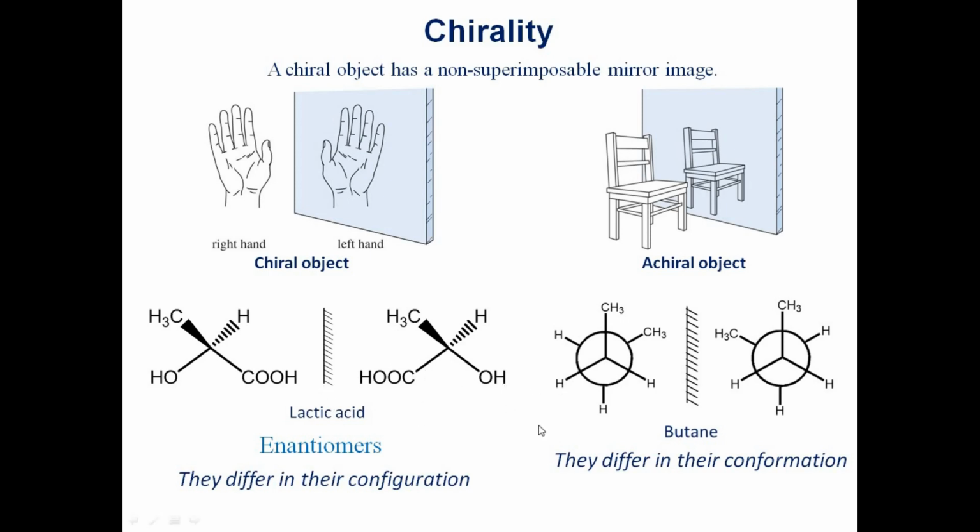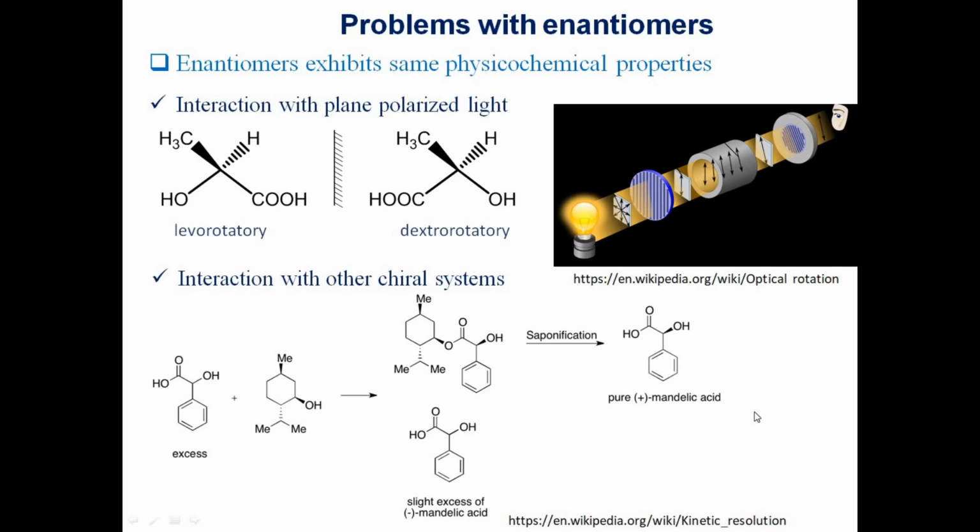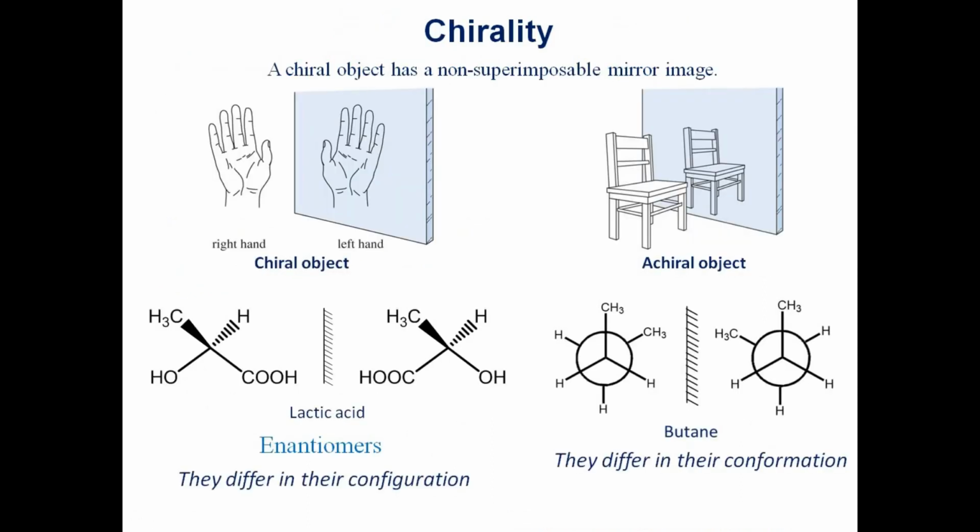Just like the case of lactic acid, you can also visualize the case of butane. Here also you can see that the butane present on the left side is the mirror image of the butane present on the right side. So can we call them enantiomers? No, because there is a C-C single bond, and via rotating the C-C single bond we can convert the left sided butane into the right sided butane, and these kinds of arrangements are called conformation.